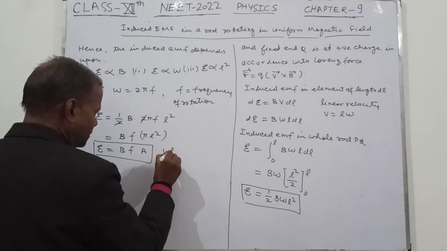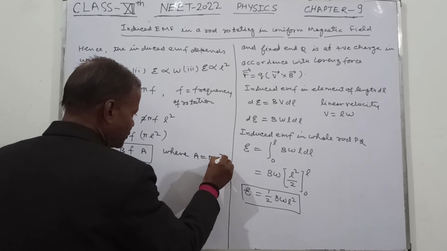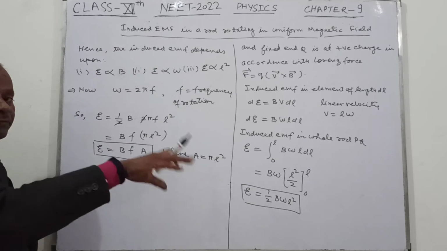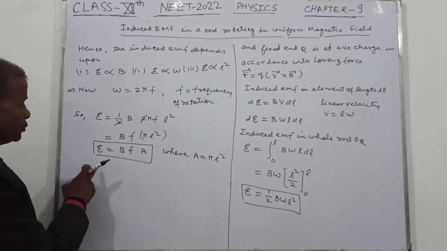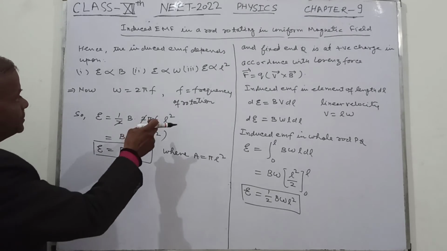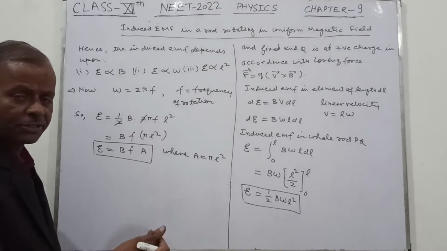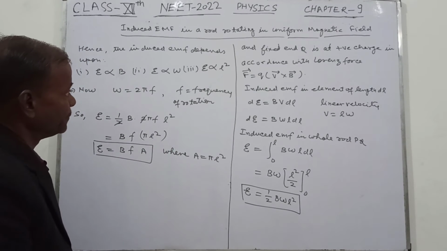Where A is equal to pi L squared, the area swept out by the rod. So you can see that this depends upon the frequency, or you can say the angular velocity. So the larger the frequency, the larger the induced EMF.